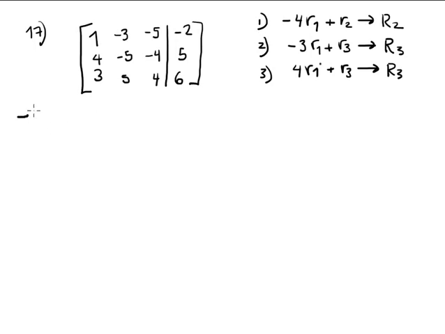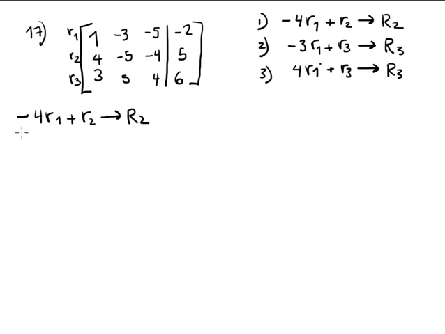Let's do the first one: negative 4R1 plus R2, stored in R2. The notation is that the lowercase indicates the original rows. This is row 1, this is row 2, and this is row 3. And the capital letter indicates the new one.